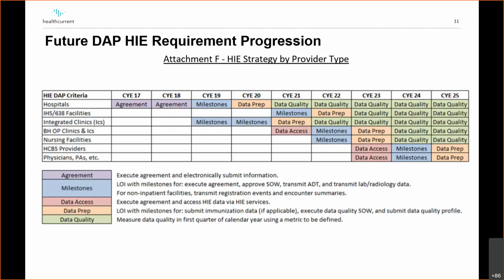So this table shows you the different eligible provider types by the different contract year ends. It's really helpful in knowing what the provider types have already been required to do for the HIE milestones, and a look at what you can expect in the future as well. Today we're going through the behavioral health outpatient, the nursing facilities, and the integrated clinics. If you follow that over to the CYE 2022 column, you can line up with the types of milestones that you're going to have for this year.